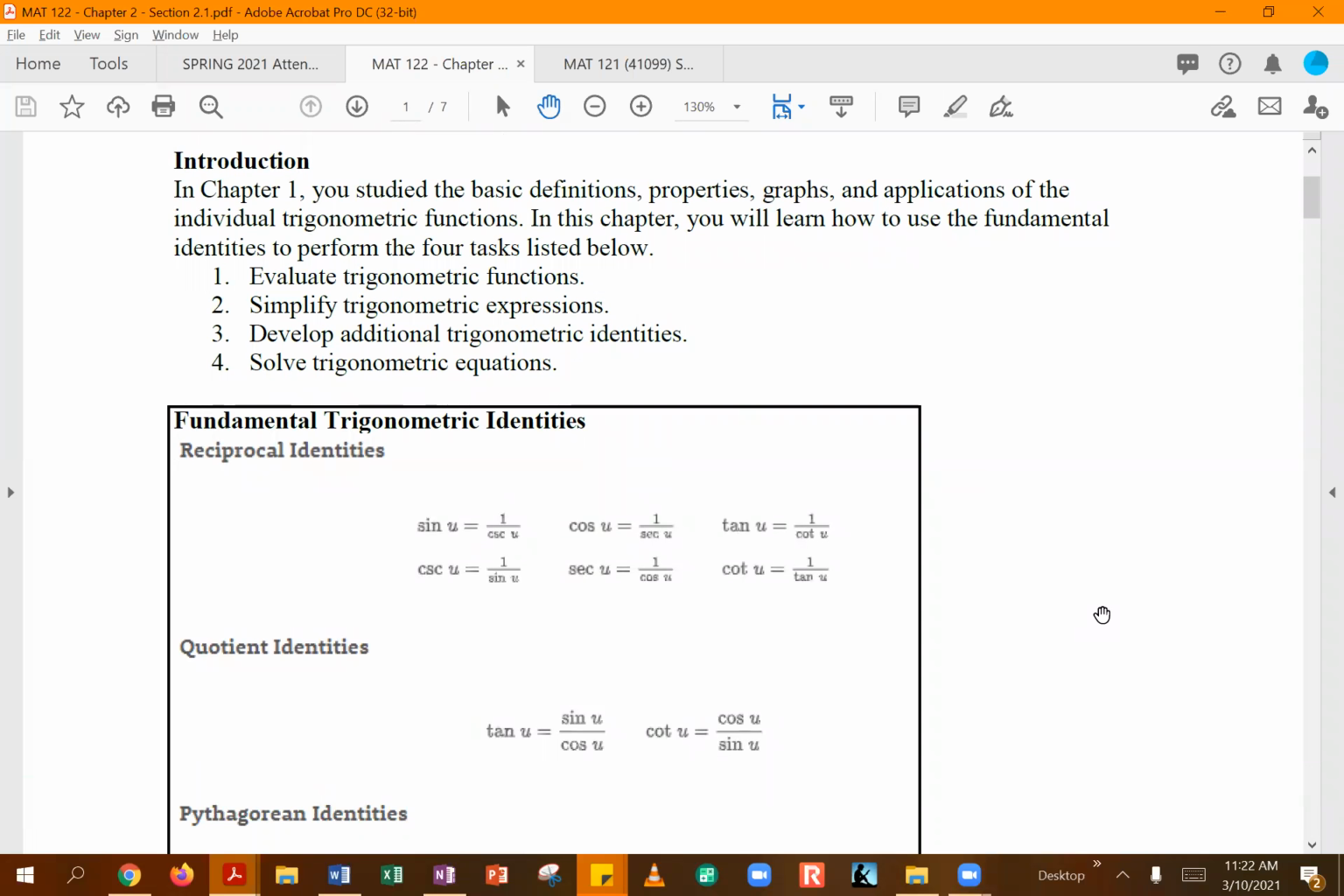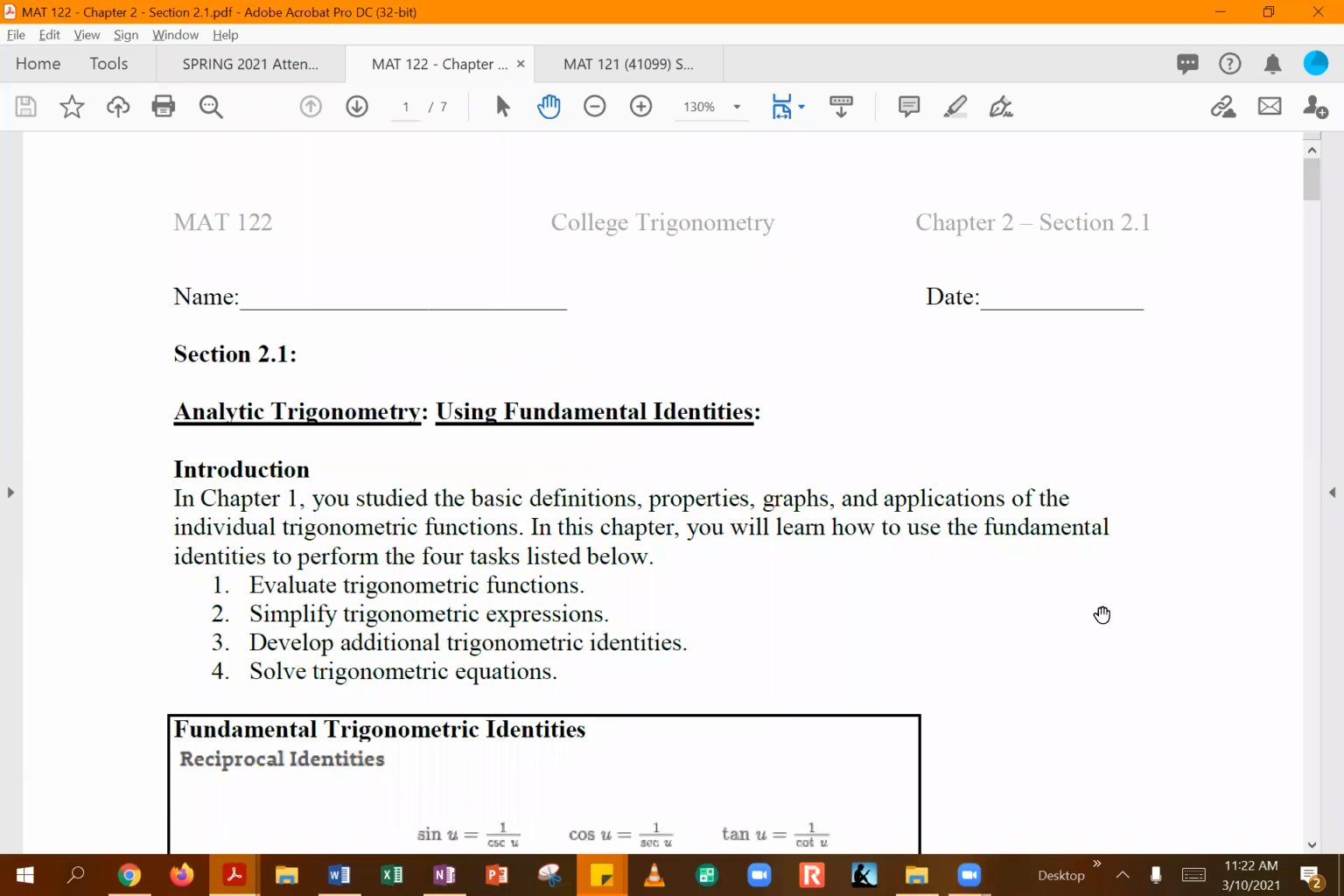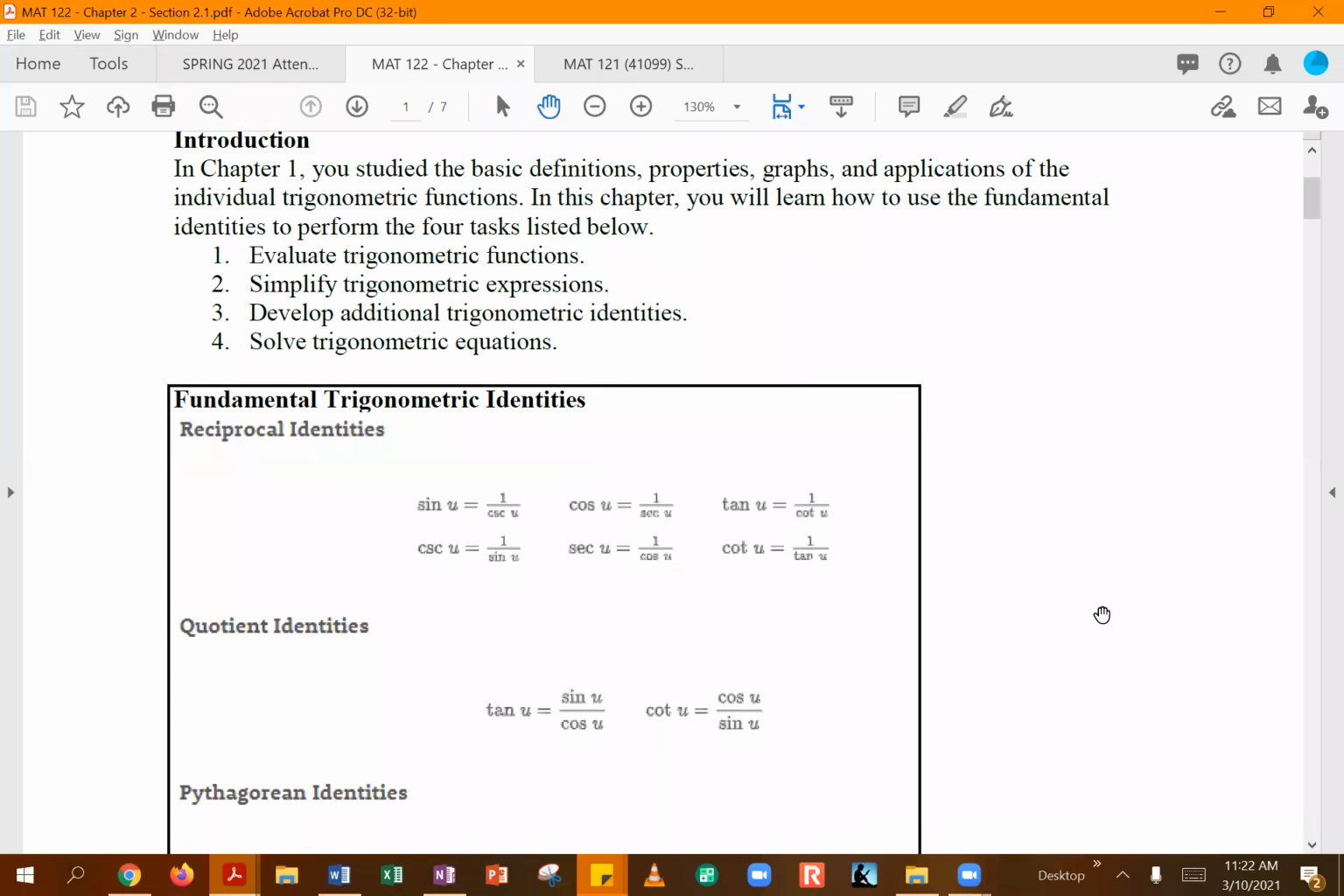So basically, as you can see, this is your section 2.1 handout that you can find in D2L. So now we're getting into how to evaluate these functions, how to simplify the functions, talk about, like I was saying, addition, subtraction, multiplication, division, kind of how to do all of those operations. And we will also talk about how to solve these functions.